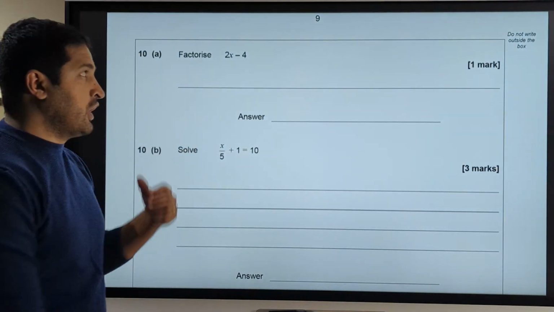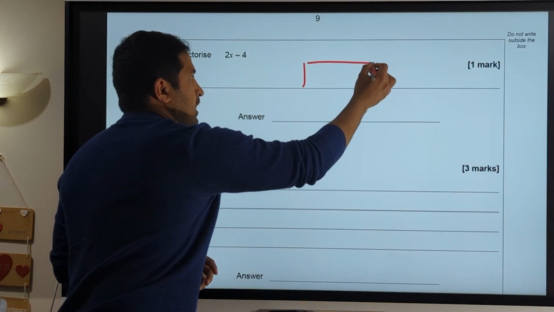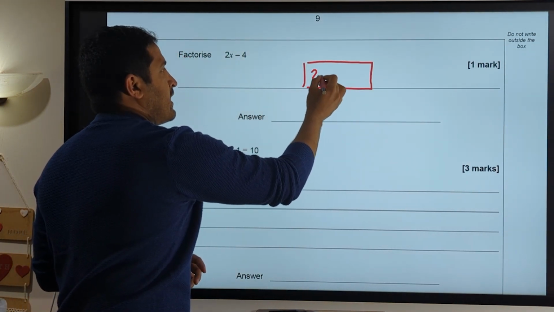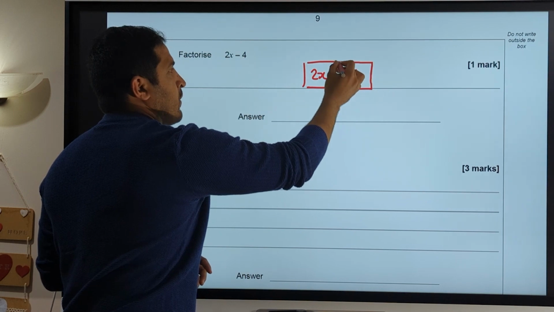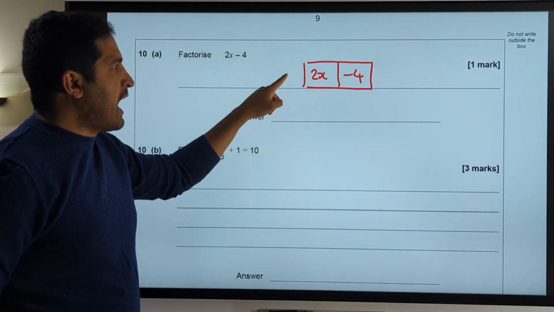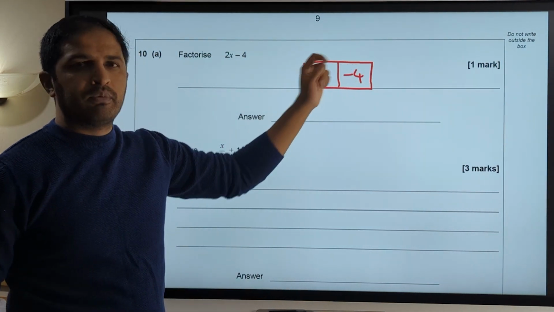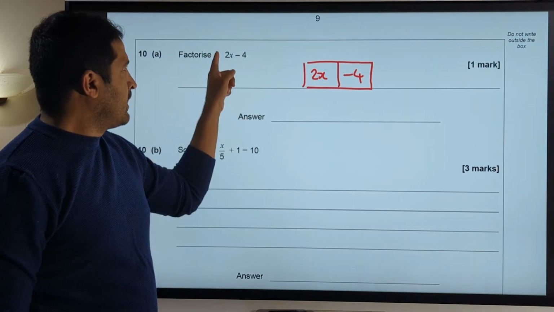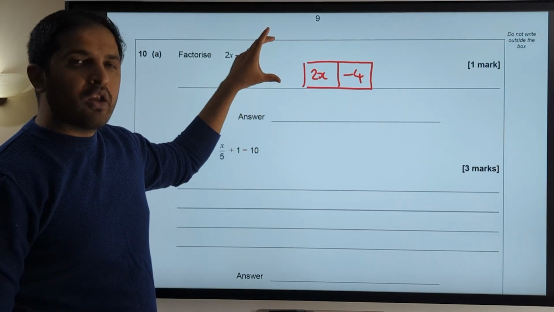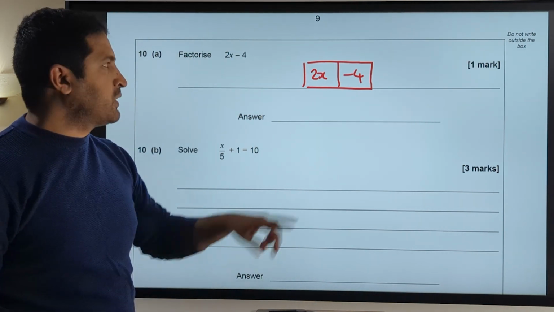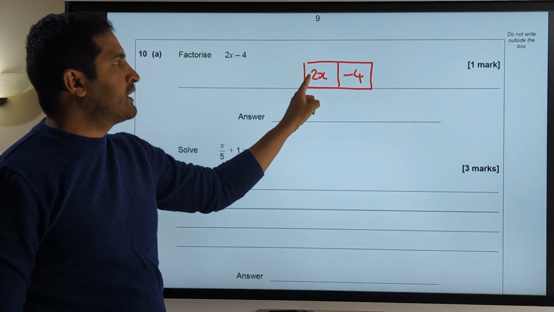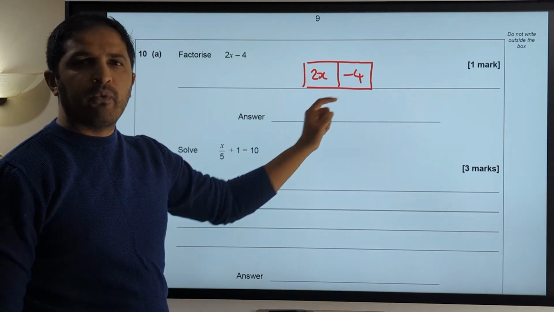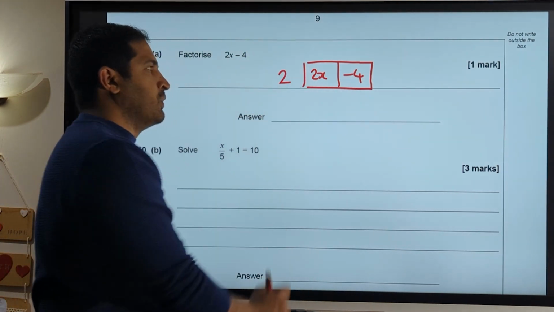Factorize that. Generally looking at these things, you've got the area of a rectangle, that's 2x minus 4. I need to work out the height and the width of the rectangle. But it needs to be cut into 2 parts if you're factorizing it, and you want the height to be as big as possible. So we're looking for the biggest number that's common between 2 and 4, which is 2.